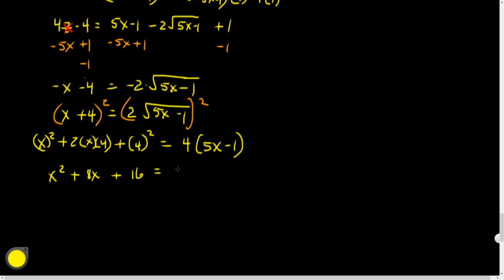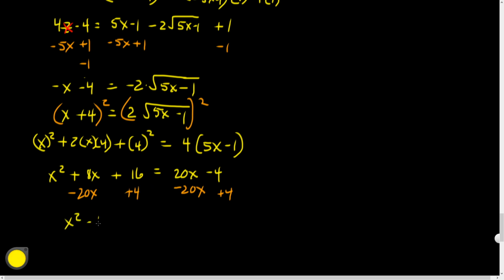We're 20 minutes in. We're almost there. Distribute here. 4 times 5x is 20x minus 4. Now, I've got a quadratic. I've gotten rid of all my radicals, finally. And at this point, we only know one way to solve for quadratics, which is to set it equal to 0, factor, and solve using the zero product property. So let's get this equal to 0.